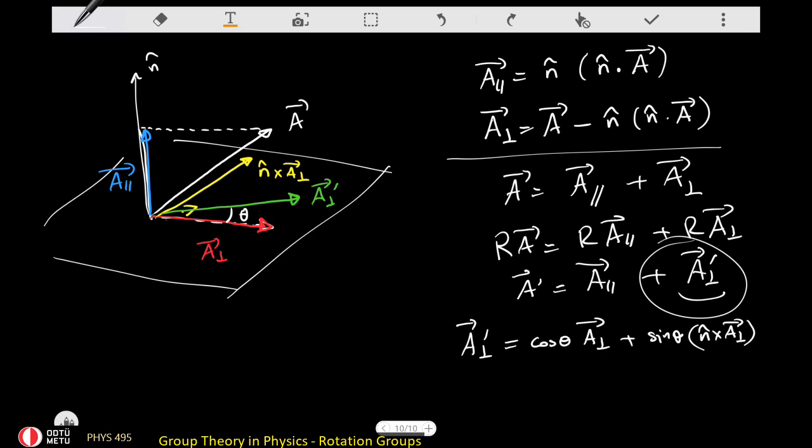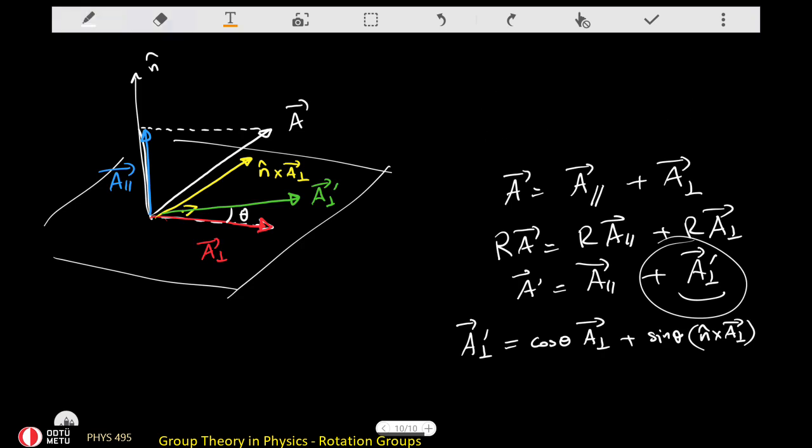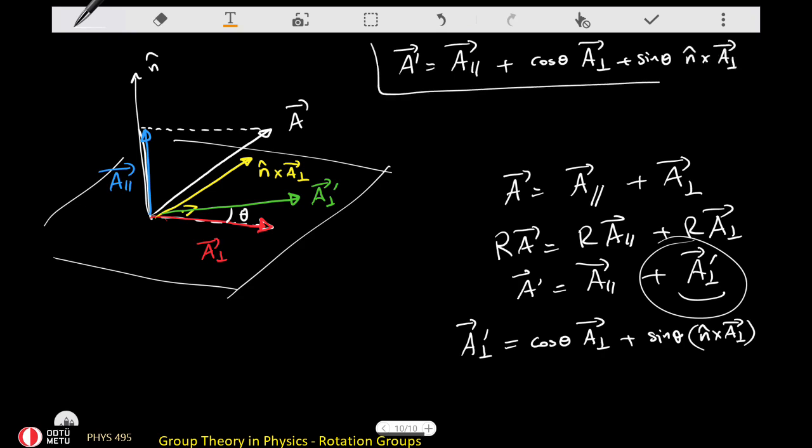But you can also see that, of course, the relationship between the A perp prime and the A perp and the other vectors is like that. So as a result, erasing all of these, I'm going to get this relationship in here. So let me write it down like that. So basically A prime is equal to the parallel component plus cosine theta times the perpendicular component plus sine theta times the n cross A perp. That's the relationship.